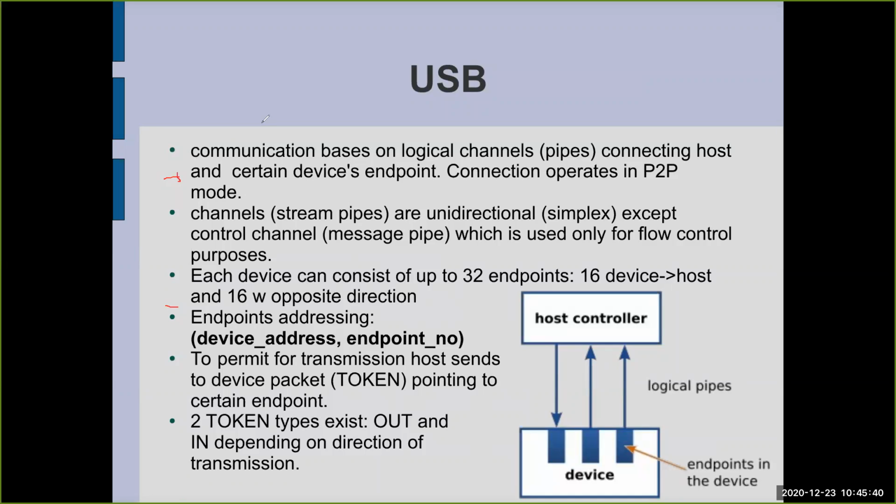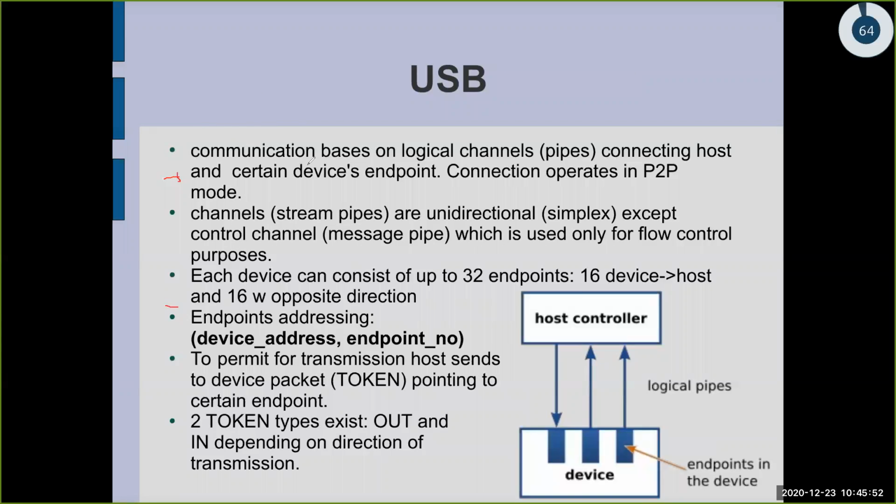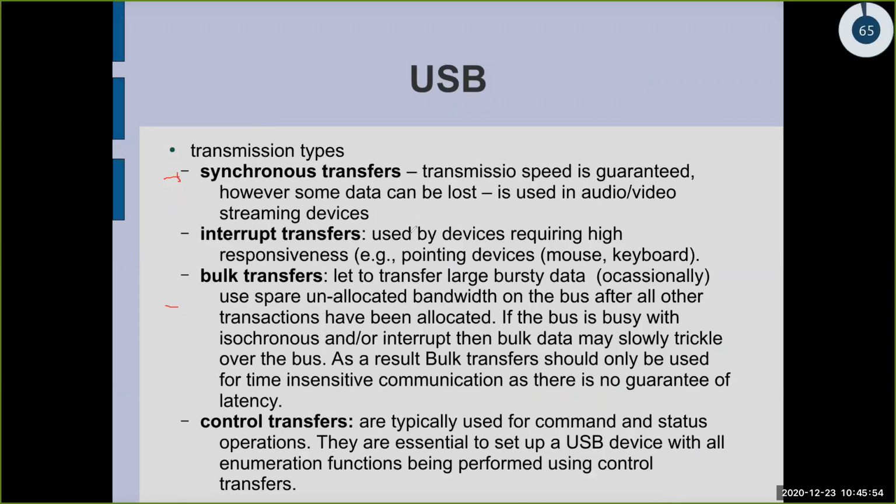Okay, I think that it's not so important for us. Here you have a list of transfer types. So depending on the device class, a different transfer type is assigned. So we have isochronous transfer, which is used for audio and video. So transmission speed is guaranteed, but some data can be lost.